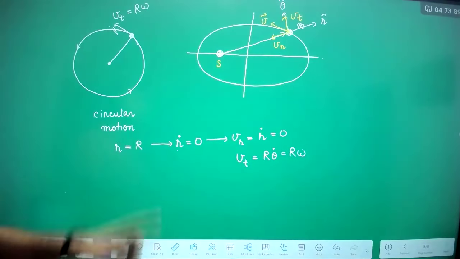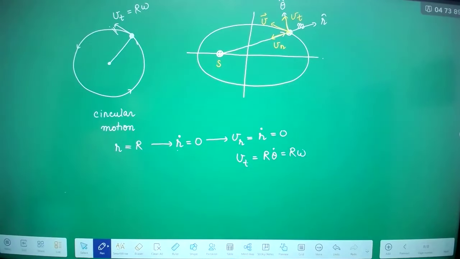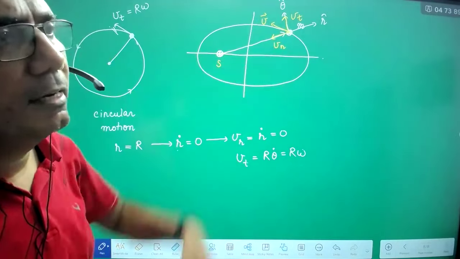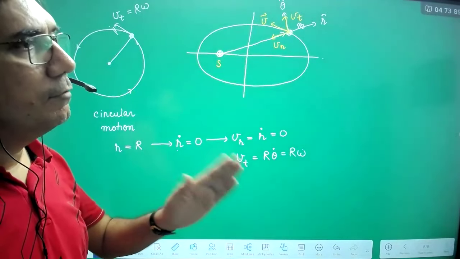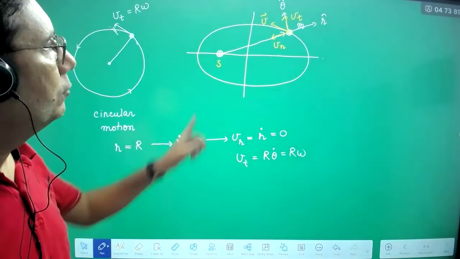So here both the velocity components are there. Radial velocity component is there. Tangential velocity component is there. Tangential is not always in this direction. The tangential component is in the direction of theta cap. So first draw the r cap, then this is theta cap. So this velocity can be written in the components of VR and VT.